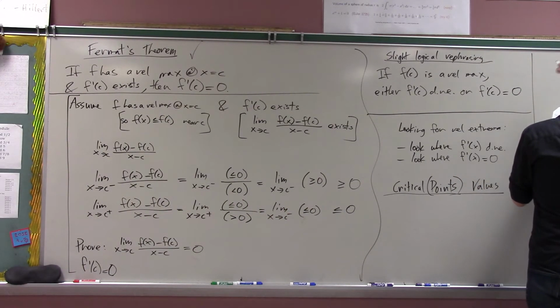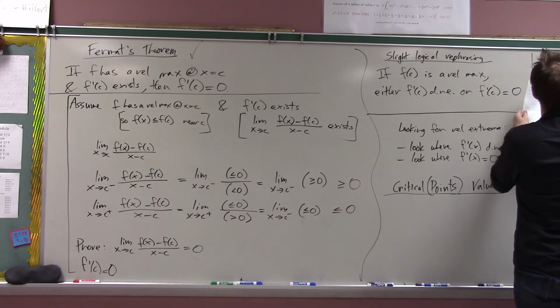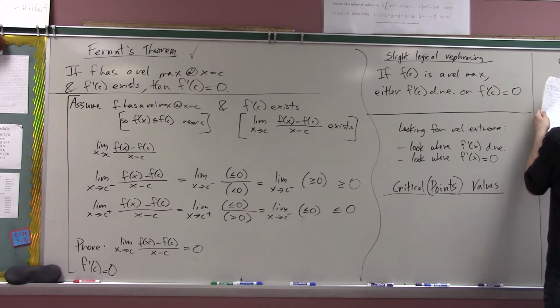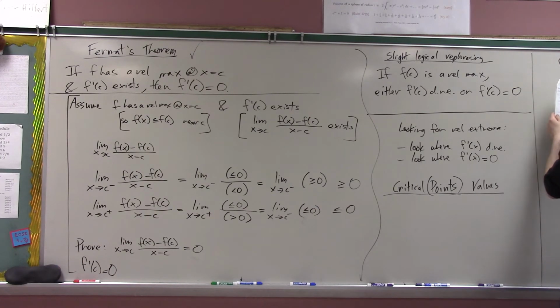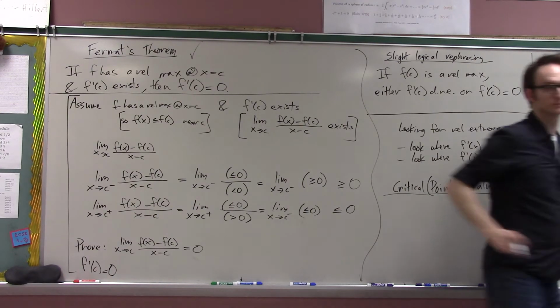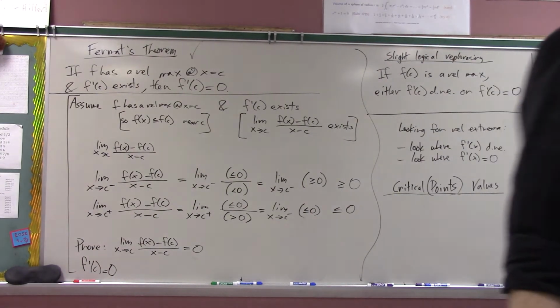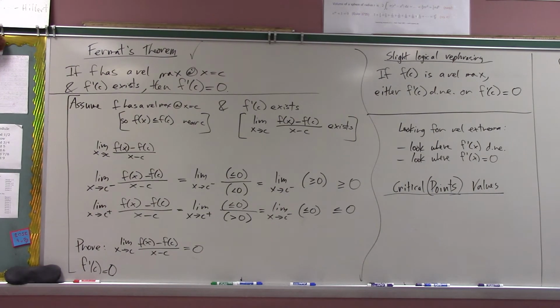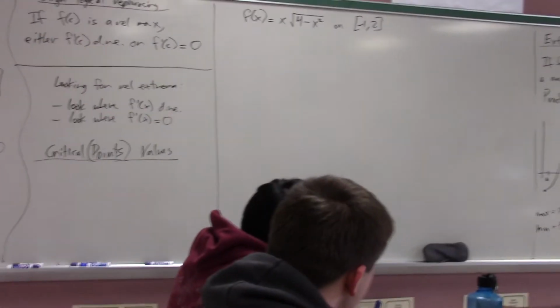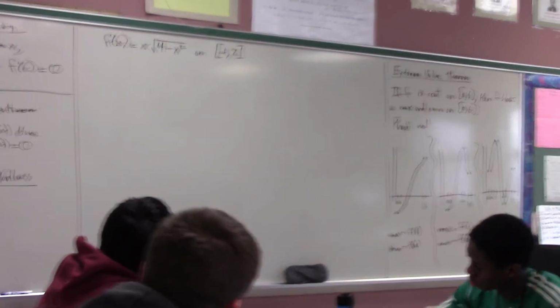Take the following function: f of x equals x root 4 minus x squared on the interval -1, 2. Please find all extrema. In other words, find the absolute max and the absolute min of that function on that interval.